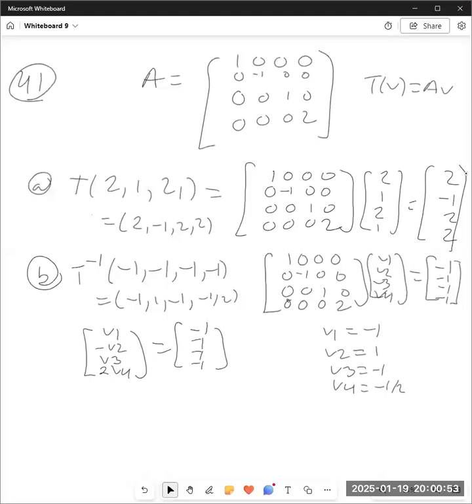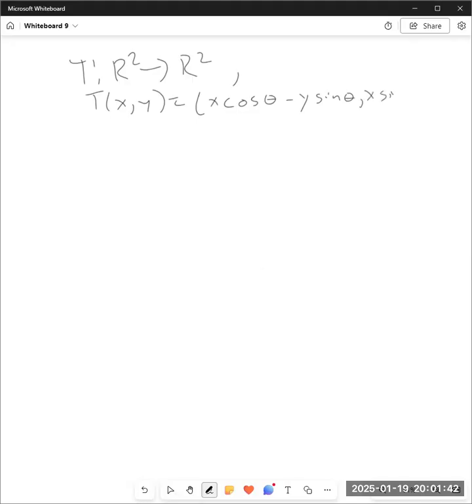Wrap up with number 45. And it says to let T be a linear transformation from R2 to R2 such that T of X, Y equals X cosine theta minus Y sine theta, comma, X sine theta plus Y cosine theta.